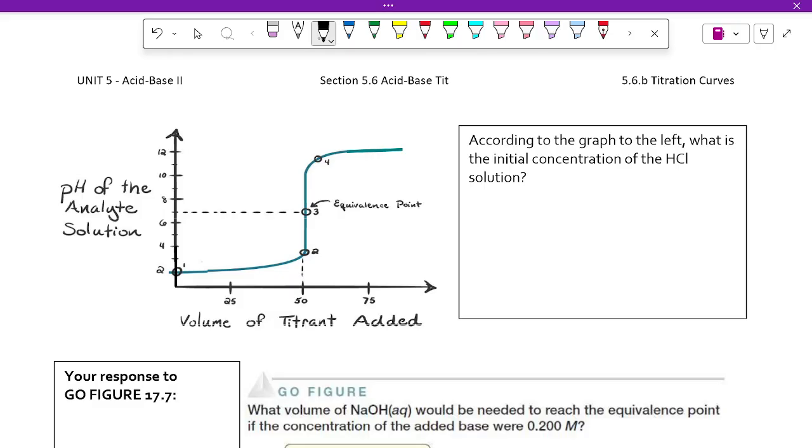According to the graph on the left, what is the initial concentration of the HCl solution? You need to think, use your brain to figure that out.